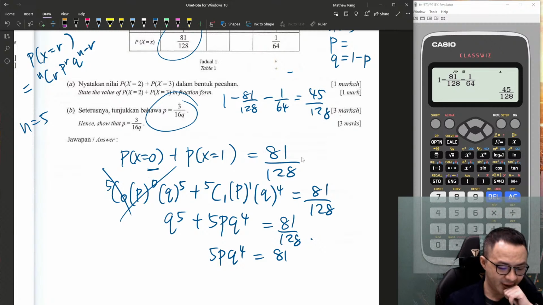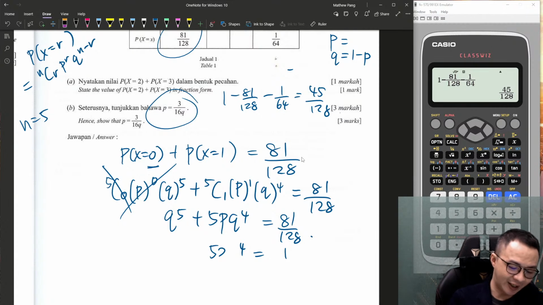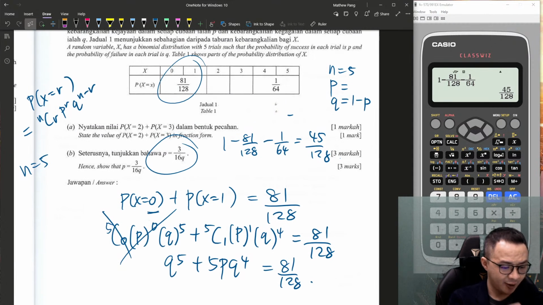I'm going to make p as a subject. I might make a mistake here. I can factorize out the q4. Okay, yeah, I saw it. So p x equals to 0 and x equals to 1.